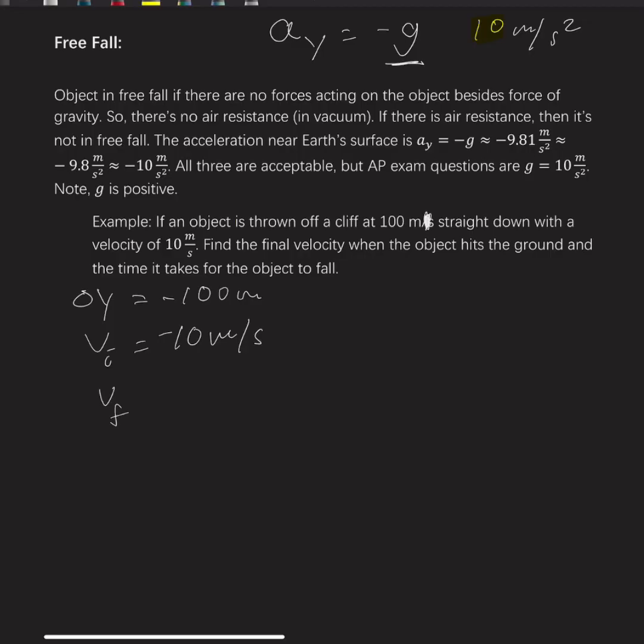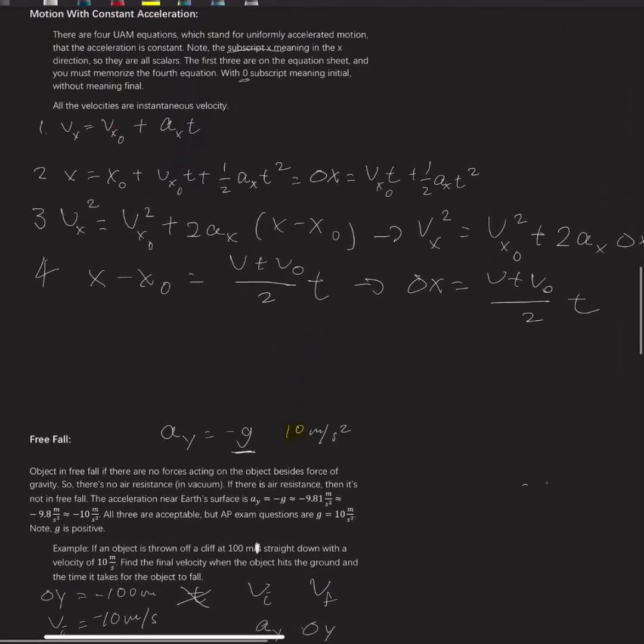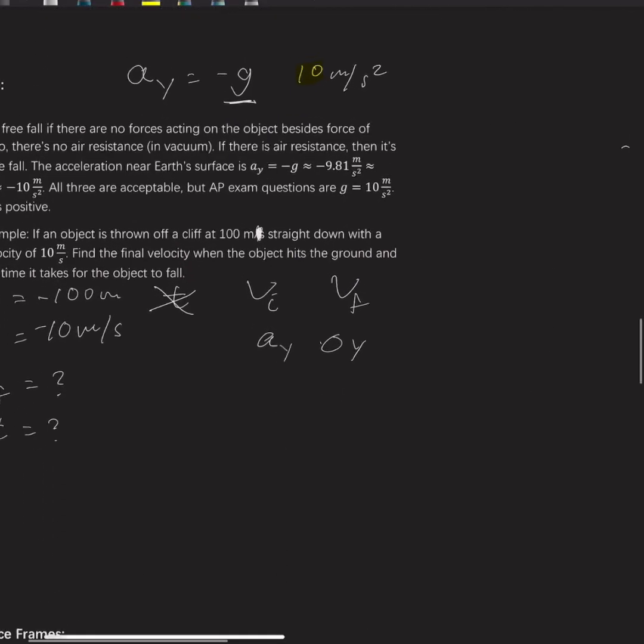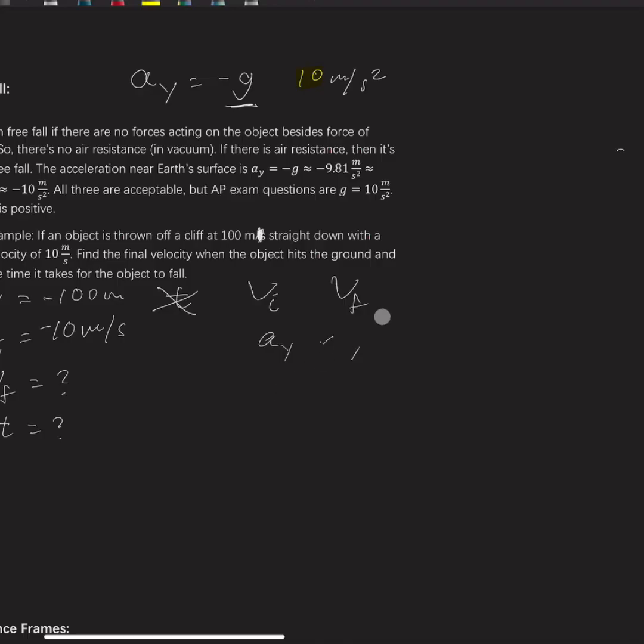Velocity final is unknown, and time is unknown. Let's calculate the final velocity. We don't know time, but we know velocity initial. We have velocity initial, velocity final, acceleration in the y direction, and delta y. Which means it's safe to use the third equation. So let's use it.